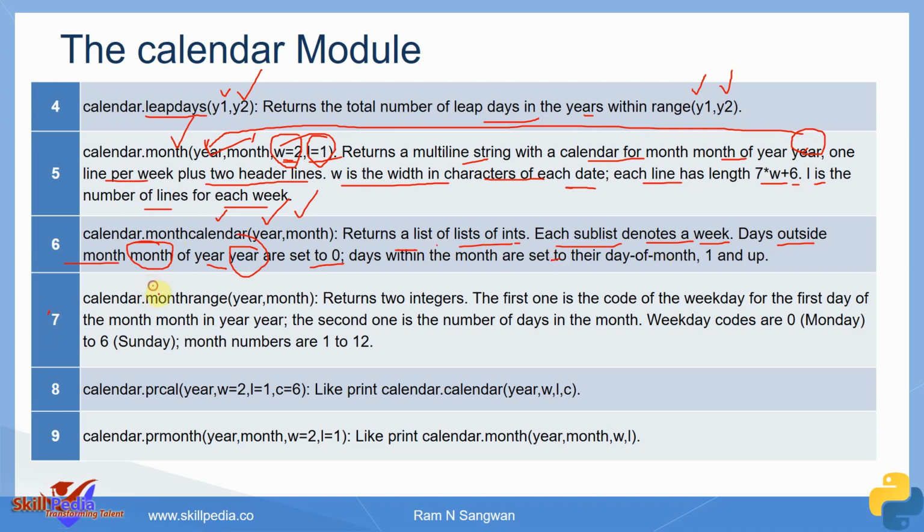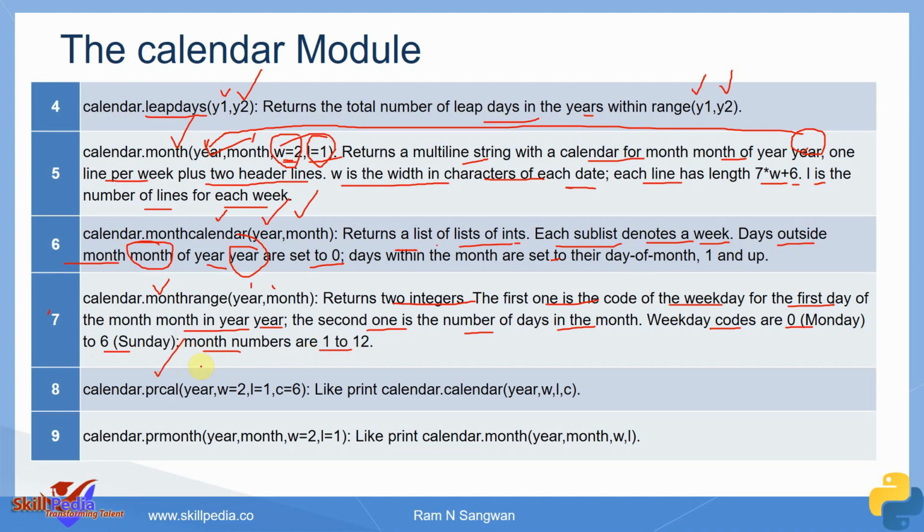Then we have monthrange. You supply year and month, and it returns two integers. The first one is the code of the weekday for the first day of the month, of the year specified by year. The second one is the number of days in the month. Weekday codes are 0 for Monday to 6 for Sunday, and months are from 1 to 12.